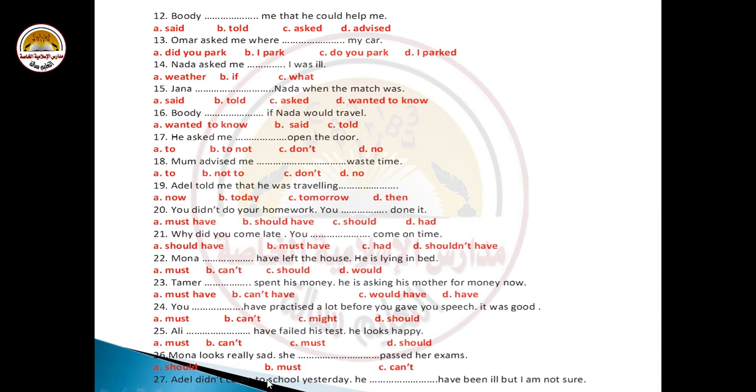Number 27, Adel didn't come to school yesterday. Didn't come to school yesterday. He must have been ill, but I am not sure, we need to use might. He might have been ill.